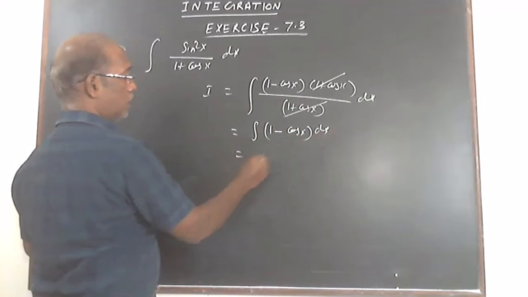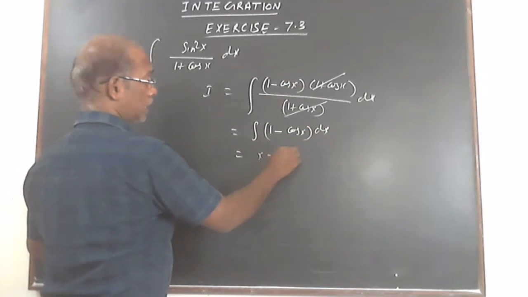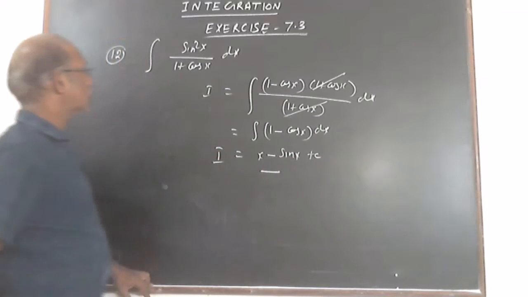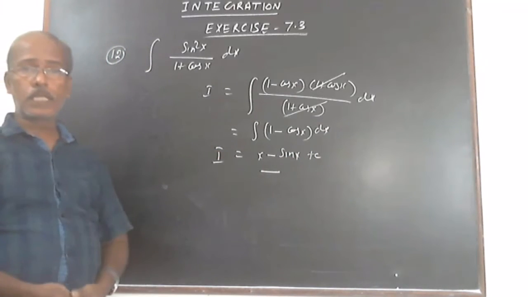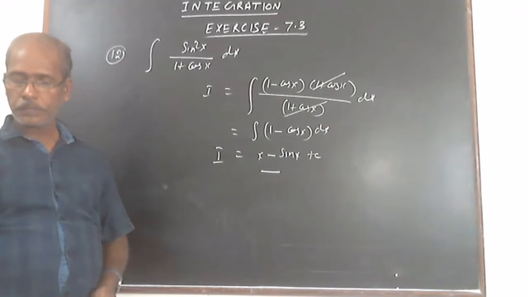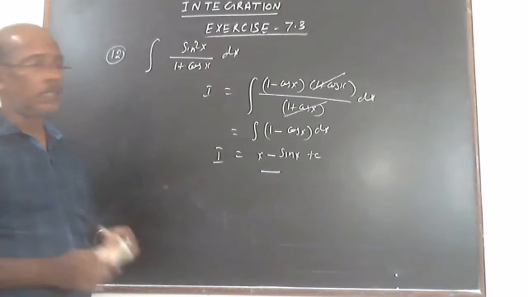Integral of 1 with respect to x is x, and integral of cos x with respect to x is sin x, with the integral constant. So this is the answer of question number 12. Copy it. We'll go to the next question. Now we'll discuss question number 13.